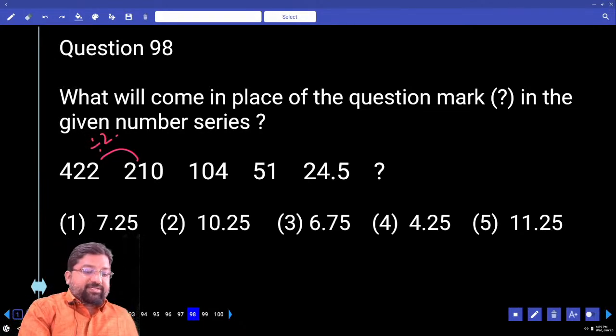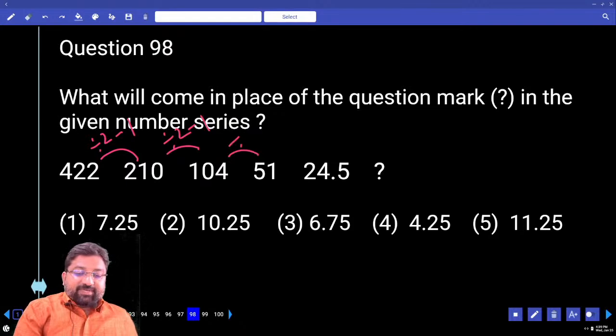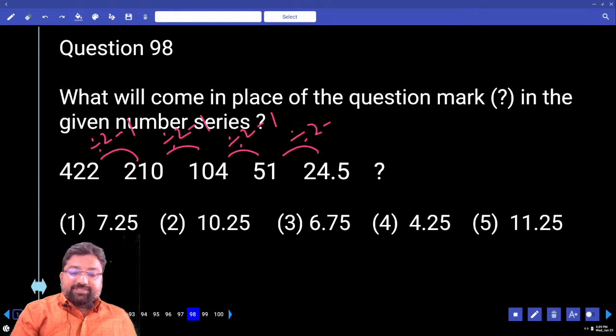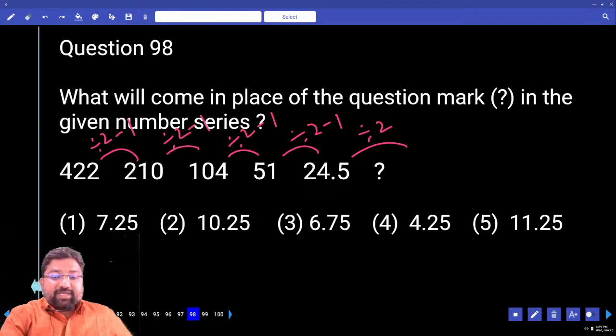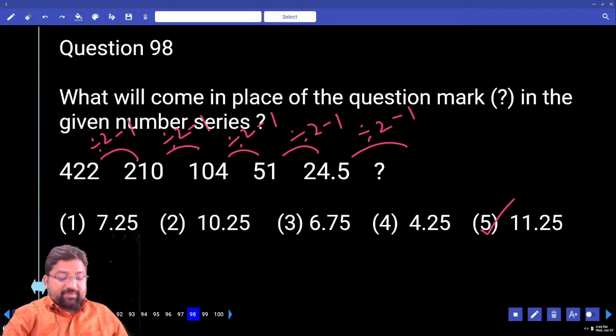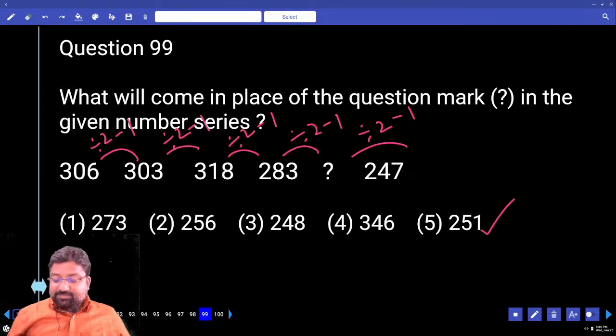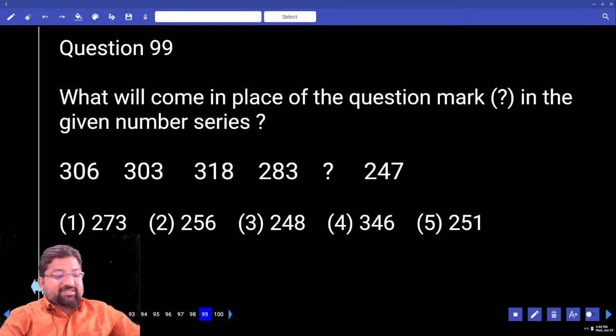Half is nothing but into 0.5 or divided by 2. I'll go with divided by 2. 211 minus 1. This is also divided by 2. 105 minus 1. Divided by 2 minus 1. This is also divided by 2 minus 1. 24.5 divided by 2, 12.25. Minus 1, what happens? 11.25. 99th question. Huge increase or decrease?